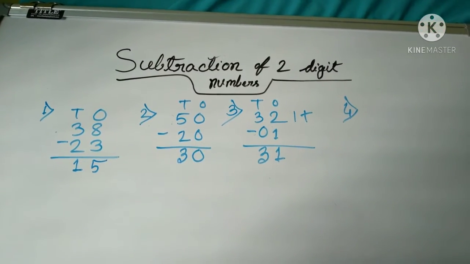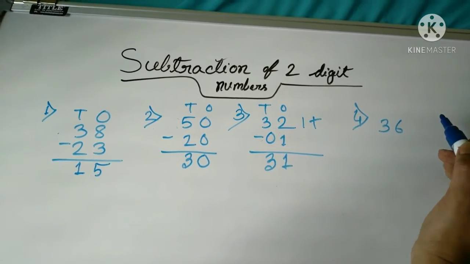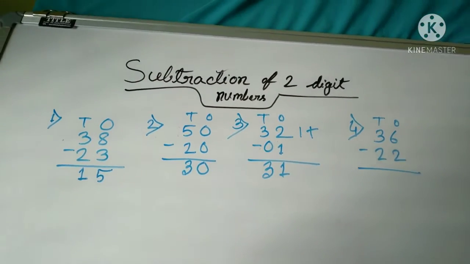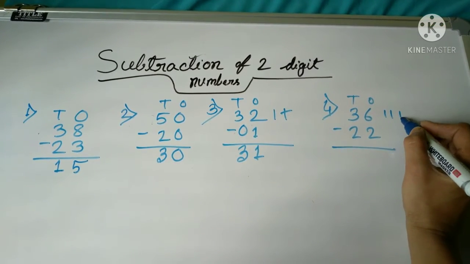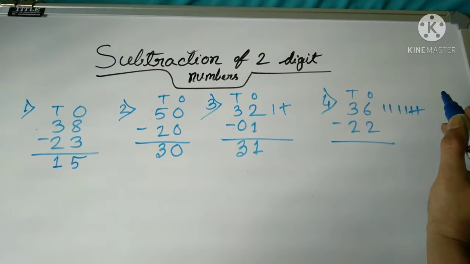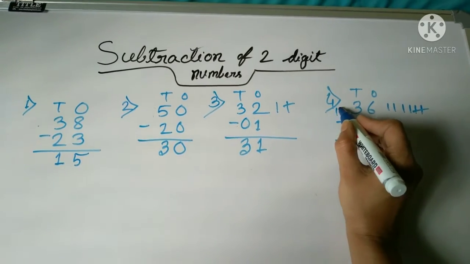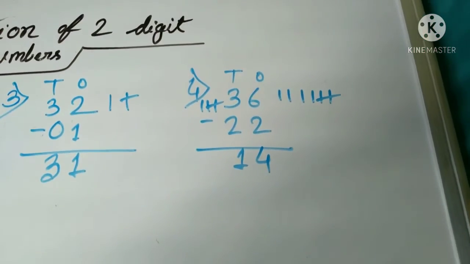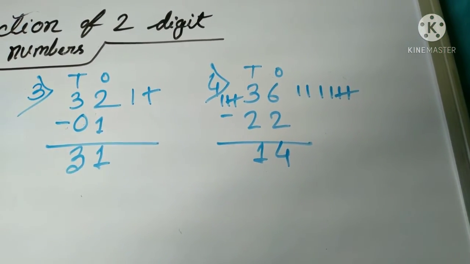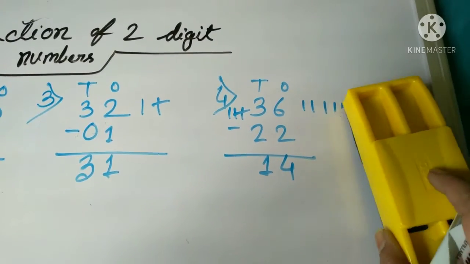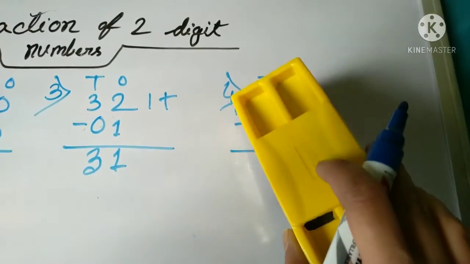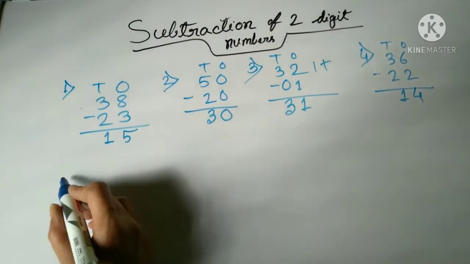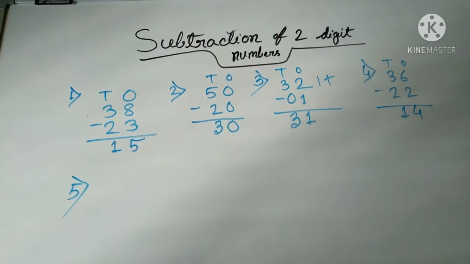Next, number 4. 36 minus 22. 1, 2, 3, 4, 5, 6. Cross out 2 of them. 4. 1, 2, 3. Cross out 2 of them. 1. So 36 minus 22, answer 14. After completing the sum, you must erase these standing lines. Okay.